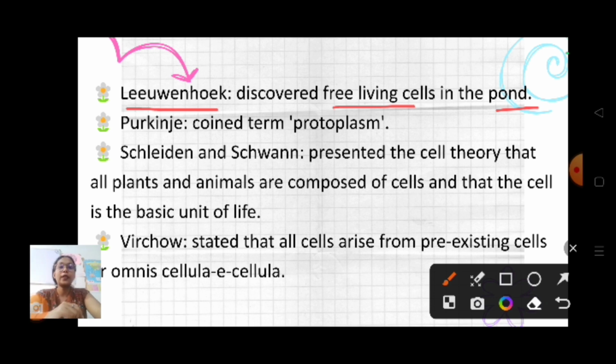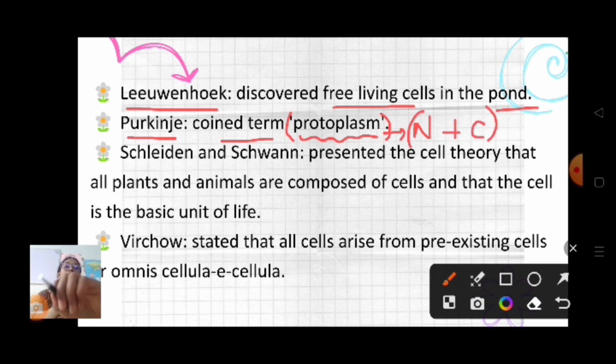Clear? Then comes Purkinje. He was a scientist who coined the term protoplasm. Now you have to keep in mind, what is protoplasm? Protoplasm is nothing but nucleus plus cytoplasm. Both whole together is called your protoplasm. Nucleus and your cytoplasm, both whole together is called your protoplasm.